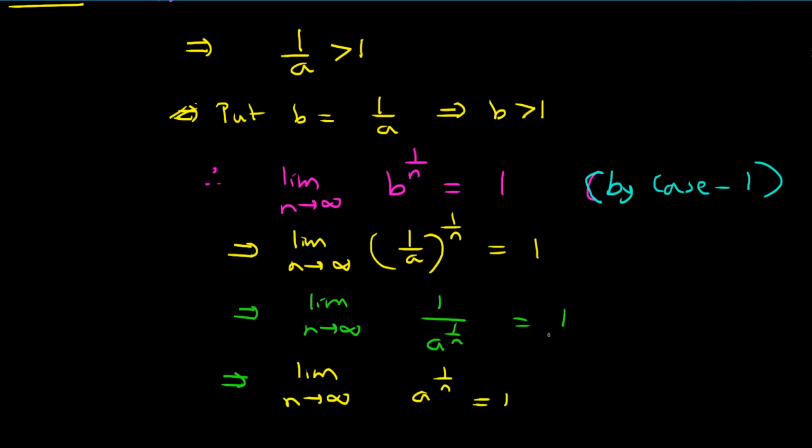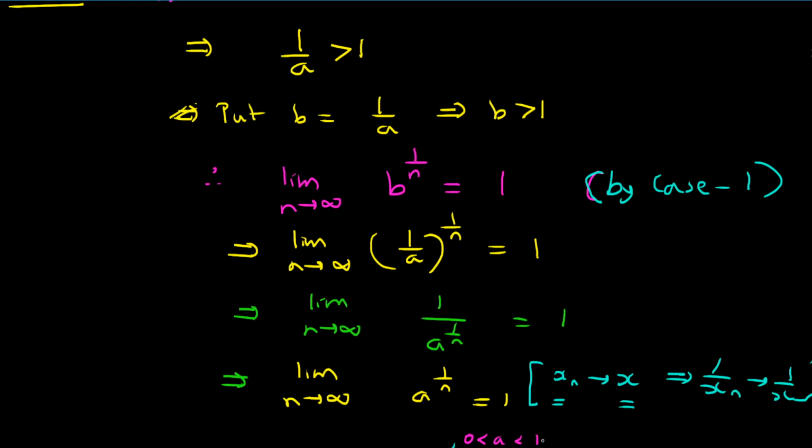I am using this result. This one, xn tends to x implies 1 upon xn tends to 1 upon x. Remember, this is true only if xn is not 0 and x is not 0. In our case, a raised to 1 upon n is not 0, and the limit which is 1 here is also non-zero. So we have proved that a raised to 1 upon n is equal to 1 when 0 less than a less than 1. Okay, we have proved this in the case 0 less than a less than 1.